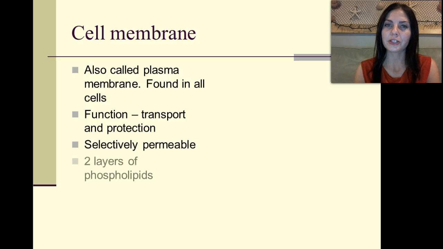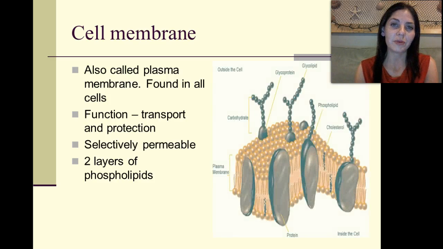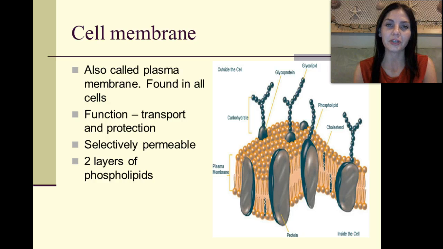So the first organelle we're going to talk about in part 2 is the cell membrane. It's also called the plasma membrane, and it's found in all cells, whether they be prokaryotic or eukaryotic. The function of the plasma membrane is to transport and protect cells. They have a property called selective permeability. Selective meaning it's choosy, and permeable meaning something can go through it. So it's choosy about what it lets into and out of the cell.